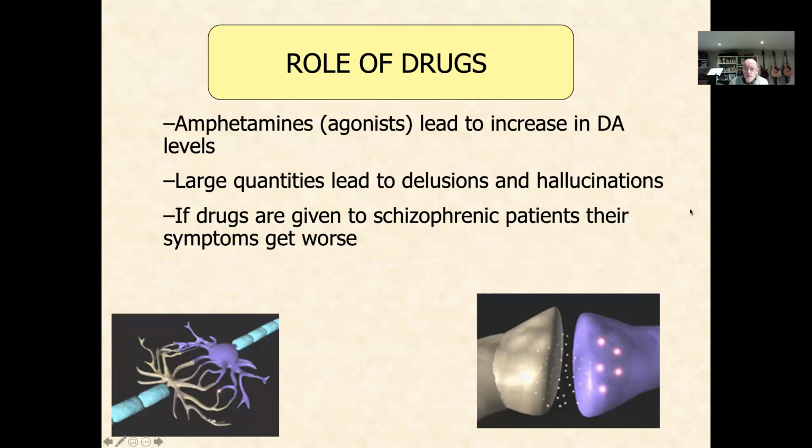Okay, so where's the evidence of that? The first bit of evidence is that drugs can show us that dopamine is involved, because if people take drugs that increase the level of dopamine, those are known as dopamine agonists. An agonist is something that increases the level of a neurotransmitter. So if someone takes amphetamines, this increases the level of dopamine in their system, and large quantities of that cause people to experience symptoms of schizophrenia, such as delusions and hallucinations. So normal people take amphetamines, increases their dopamine, and they experience schizophrenic symptoms.